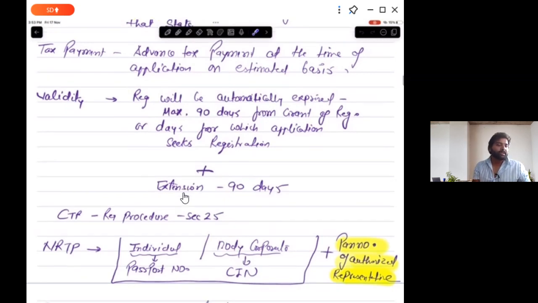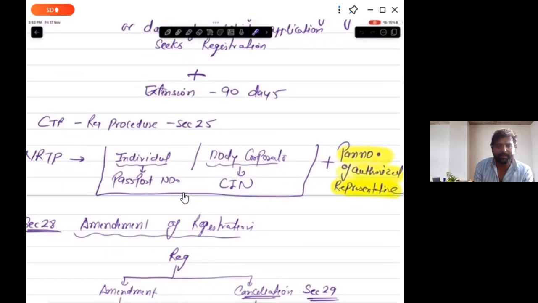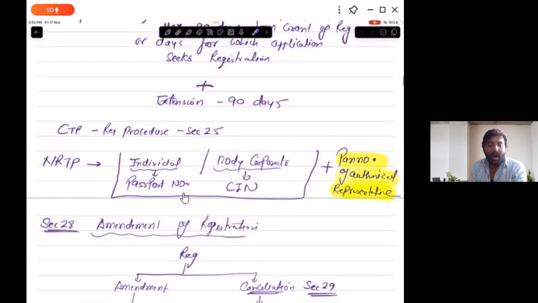One more thing: sir, CTP has a PAN number, but what about NRTP? NRTP doesn't have PAN, doesn't have Aadhaar. So how will he get himself registered in India? First of all, if he is an individual, then instead of PAN, he would have a passport number. So the passport number will do the job. Second, if it's a body corporate, not an individual, then they should have the SIN of that company, and that will do the job. However, with this passport number and SIN, we need one more thing attached, and that is the PAN number of any authorized signatory and representative in India.